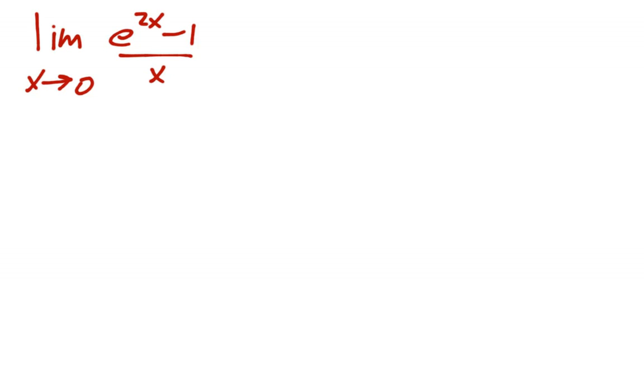Let's look at some other examples involving different types of functions. So here we have the limit as x approaches 0 of e to the 2x minus 1 all divided by x. If I plug in 0, let's do a quick check, I get e to the 0, which is 1, and 1 minus 1 is 0. And if I plug in 0 to the bottom, I get 0. We have the indeterminate form 0 over 0. Therefore, I'm going to use L'Hopital's rule, because L'Hopital's rule works for infinity over infinity and 0 over 0.